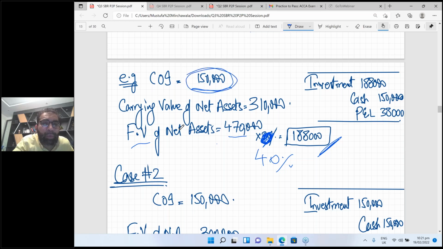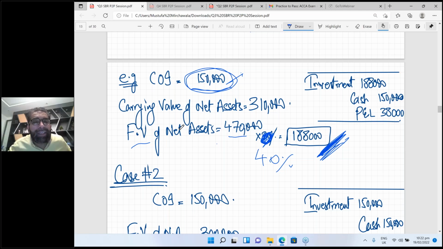You paid how much? 150 for the 40% company. For the 40% company you paid 150,000, and how much share of fair value of net assets do you get? 188. That means a share which is worth 188, and you got it for 150. So this is a gain for you, and yes, this is a gain on bargain purchase.